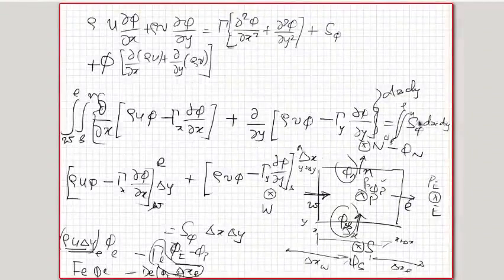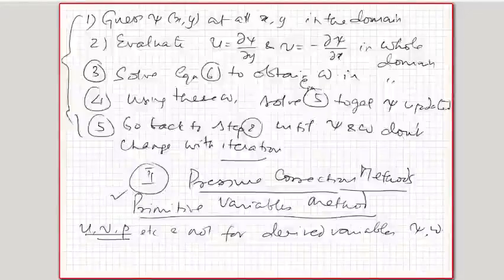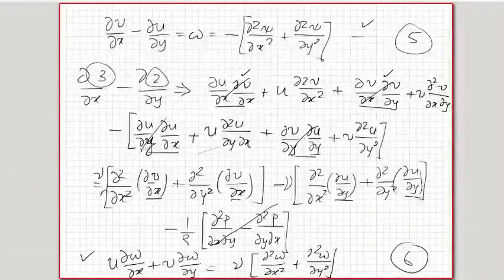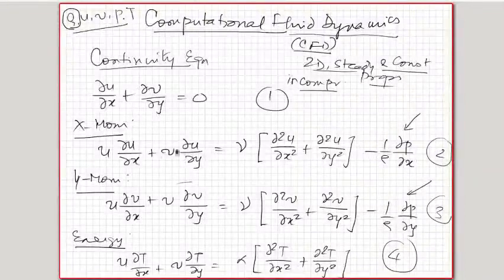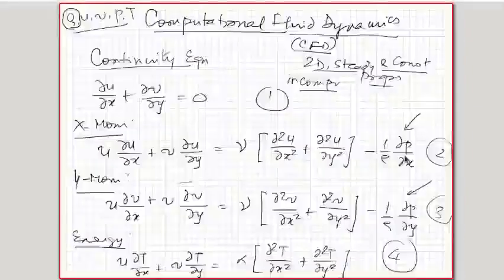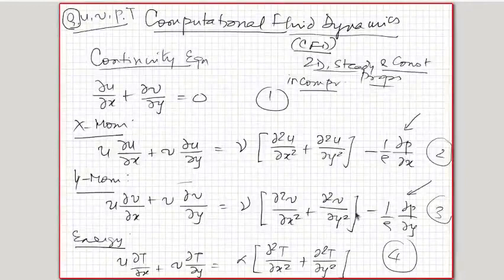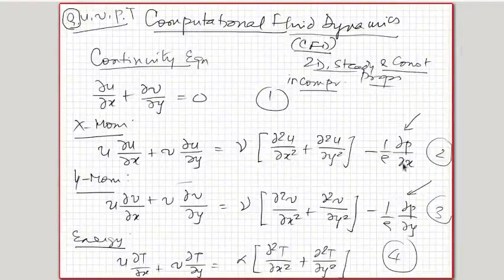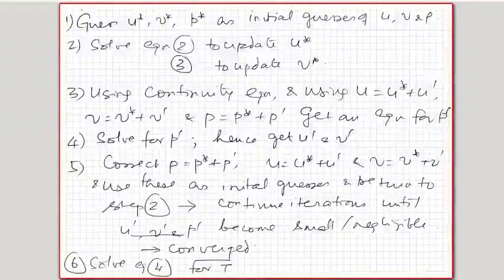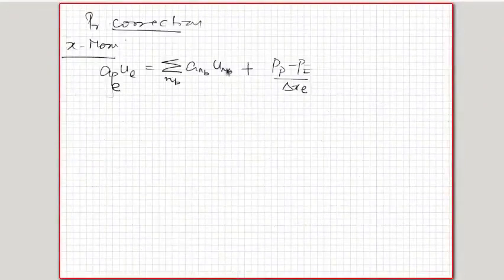The S phi corresponding to the momentum equation will be, this rho would have gone to the other side, so it will be minus del P by del X. So if I write it in terms of the derivative, then it will be PE minus PP with a negative sign, so it is PP minus PE divided by delta X. Okay, so that is the expression that I would get.